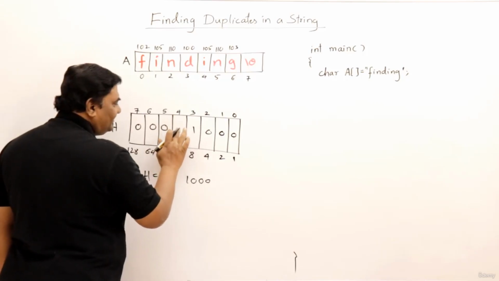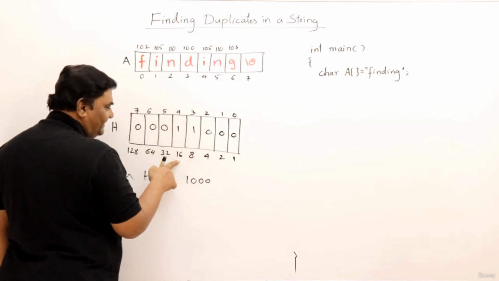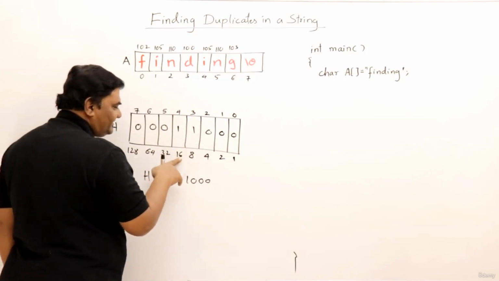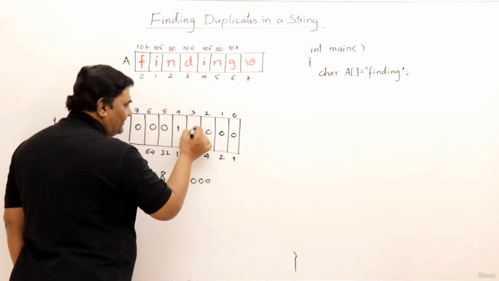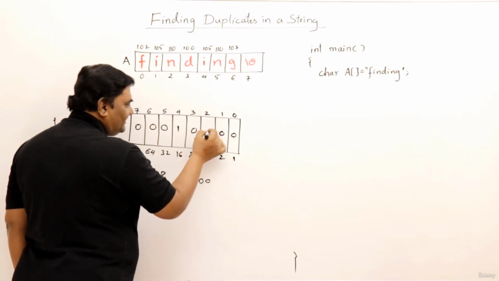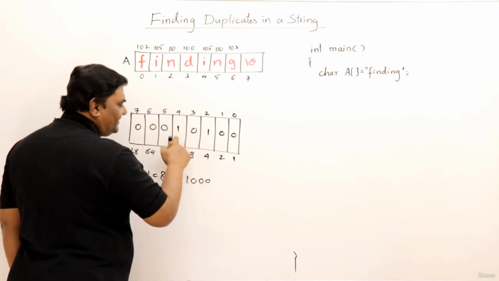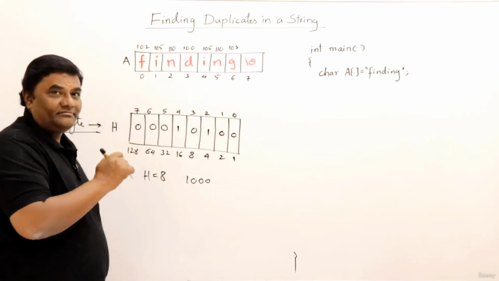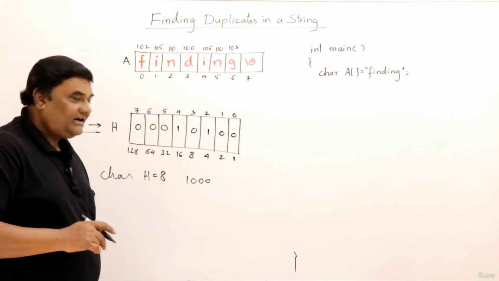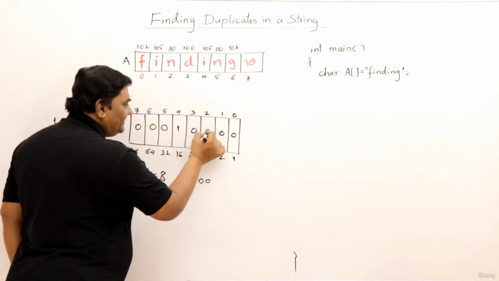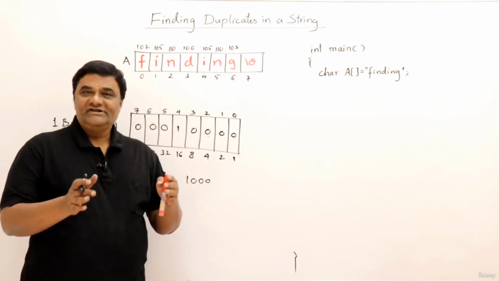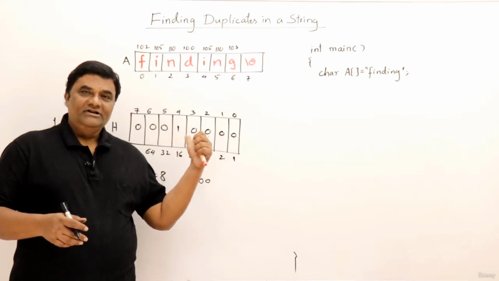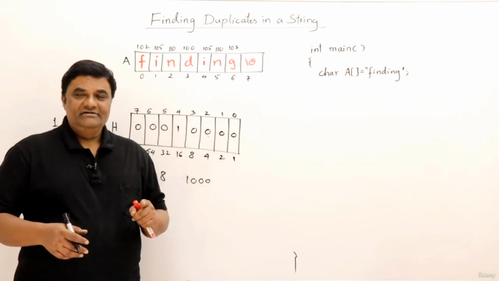This 16 will be 1. The nearest number is 16, because 32 will be greater than 20. Then what is remaining? 4. So these two will be 1, and it will become 20 in the binary number system. If only this bit is on, it means 16. So we have seen how the binary form of a number is stored in the memory.